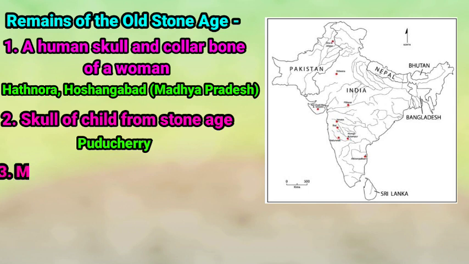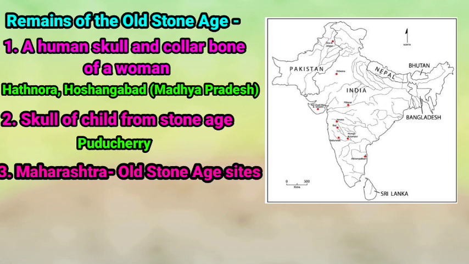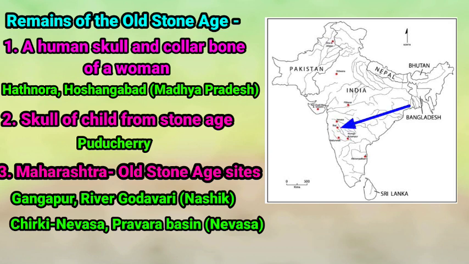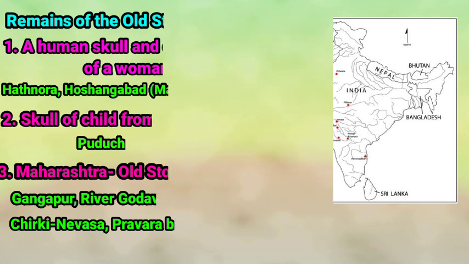In Maharashtra, Old Stone Age sites are found at the following places. Number 1, Gangapur on the bank of the river Godavari near Nashik. Second, Chirki Nevasa on the bank of the river Pravara near Nevasa. So children, from this lesson we got information about stone tools from the Old Stone Age. In the next video we will introduce the stone tools from the Middle Stone Age and New Stone Age. Thank you.